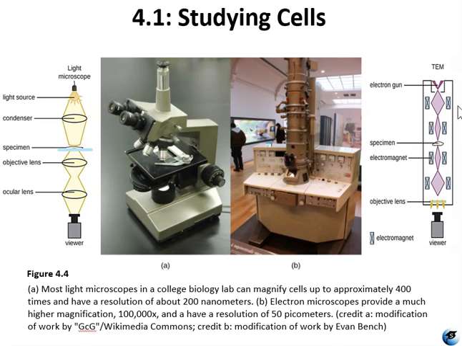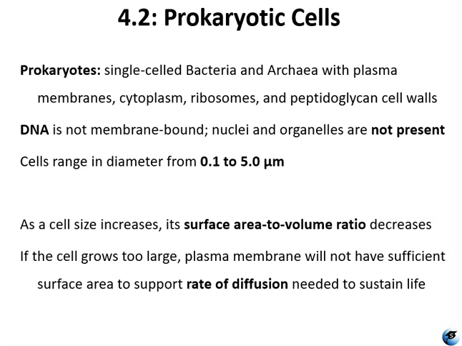As you can see in the figure, electron microscopes, again, are really large, and they use both lenses and electromagnets to visualize the specimen. And yeah, they're really sophisticated and also very expensive. Cells fall into one of two broad categories.